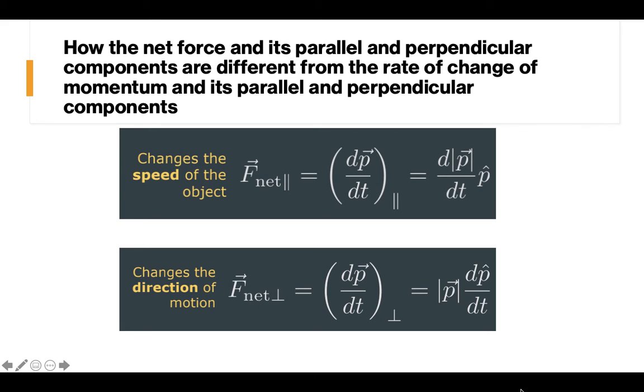There is mathematically no difference between the net force and its parallel and perpendicular components, and the rate of change of momentum and its parallel and perpendicular components. The main difference between the two in this experiment is that dp over dt can be calculated directly using the star's position, velocity, and momentum as functions of time, whereas the net force is not something we can calculate without actually knowing the mass of the black hole.